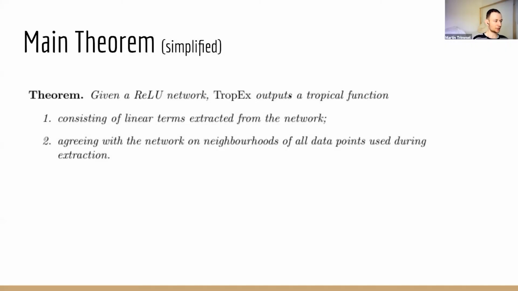And here I'm showing our main theorem. As a simplified version, if we're given a ReLU neural network and a set of data points, TropX extracts the corresponding linear terms. Our main theoretical result says that the linear terms are indeed extracted from a tropical representation of the network, and that the resulting tropical function agrees with the original network on neighborhoods of all the data points used by the algorithm.